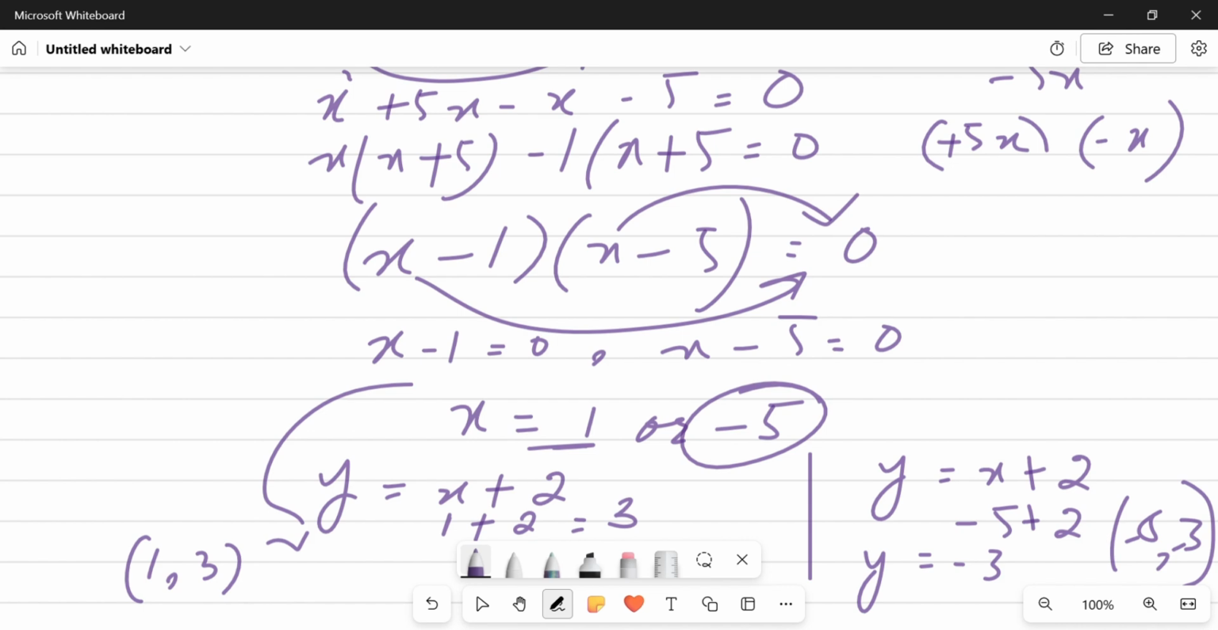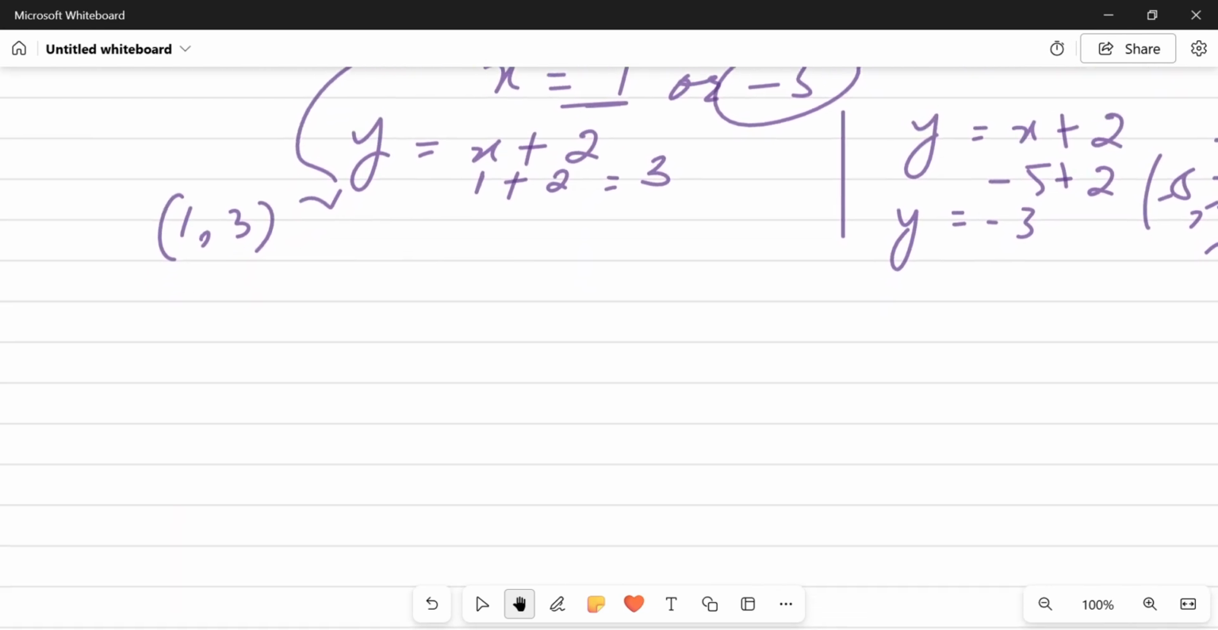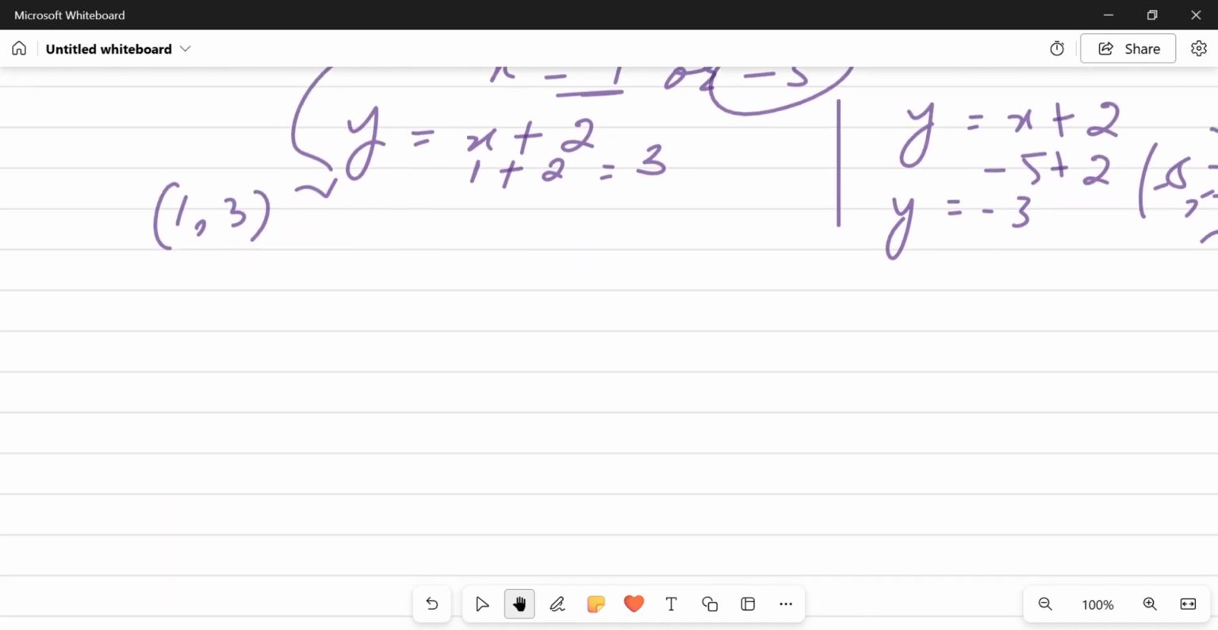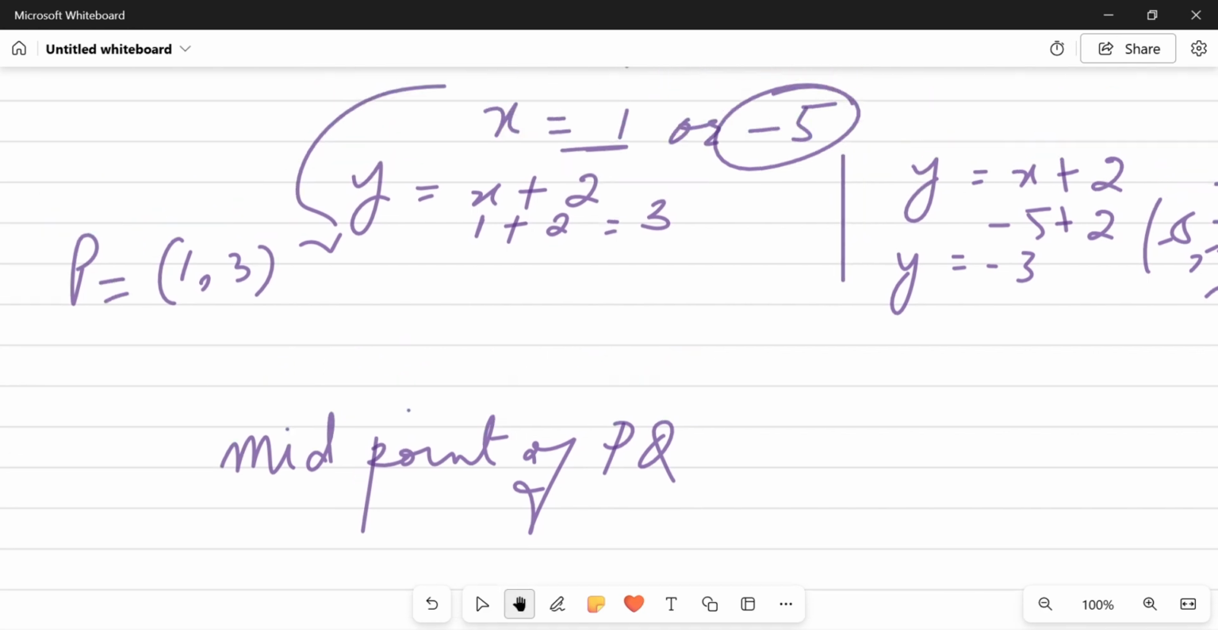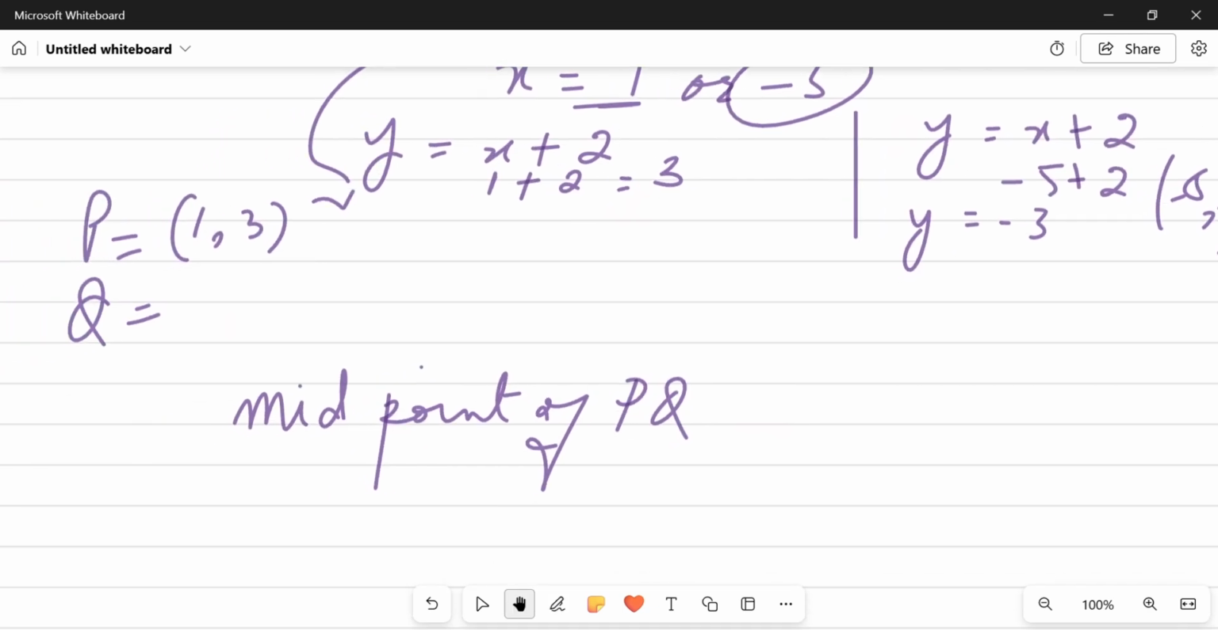Now what is the midpoint? The midpoint of PQ. We have found the coordinates here, so we need to find the midpoint of PQ, the P and Q. The first one is P, and the second one that we have found here was Q. For Q, I have written here minus 5 and minus 3.